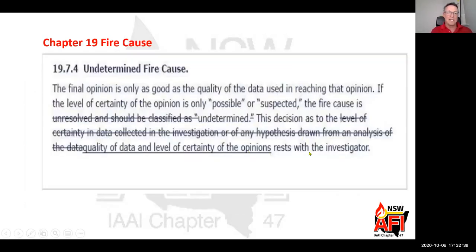Now, they've obviously kept in the undetermined fire cause, because even though they're taking away the classification, certainly the cause of fire can be undetermined. They've taken away a little bit, but it's saying that the final opinion is only as good as the quality of the data. If the level of certainty of the opinion is only possible, then the fire cause has to be undetermined. And this decision as to the quality of data and level of certainty of the opinions rests with the investigator. So again, the investigator has got to decide.